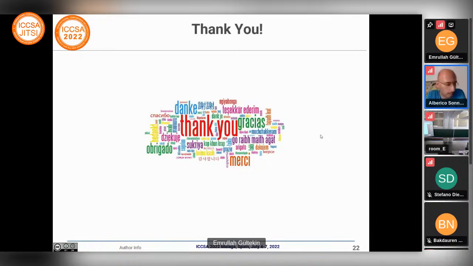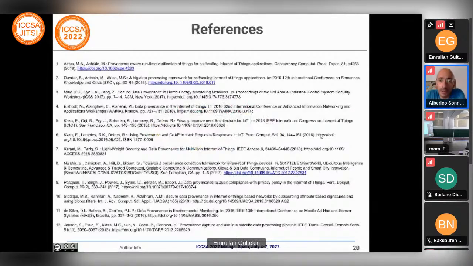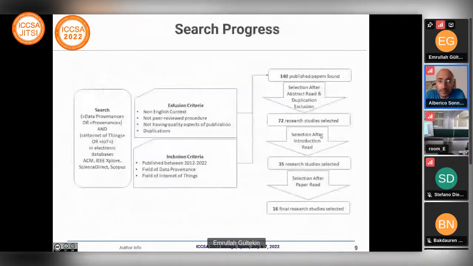Oh, yes. I'm Alberico Sonnessa from Politecnico di Bari. Good evening, Professor. I've just got a curiosity about the exclusion criteria, maybe on the second or third slide. Can you move to that slide, please? Yes, okay. Not having a quality criterion for publications, how did you assess the quality of the publication? In an automatic way, by reading the paper, by using the impact factor?